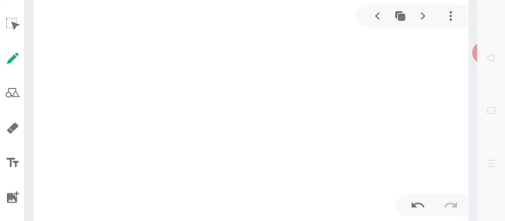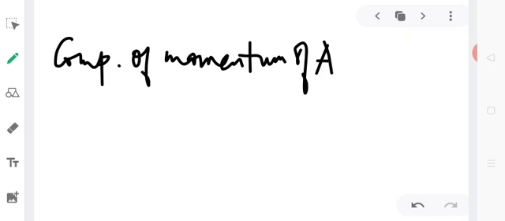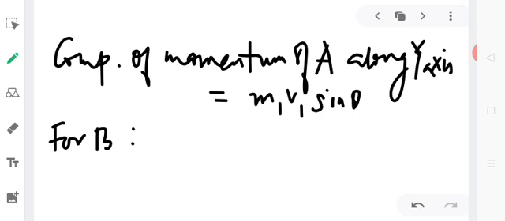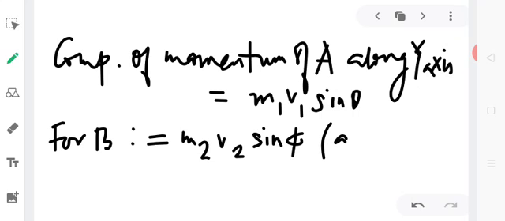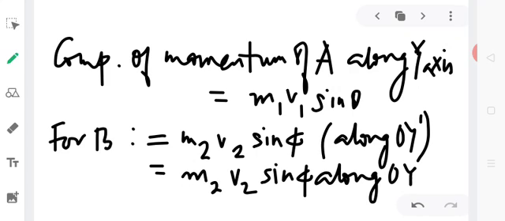Similarly, we can write down the component of momentum of A along the y-axis to be equal to m1 v1 sine theta, and for B it is equal to m2 v2 sine phi, this will be along OY dash, and so along OY it should be equal to m2 v2 sine phi with a minus sign.